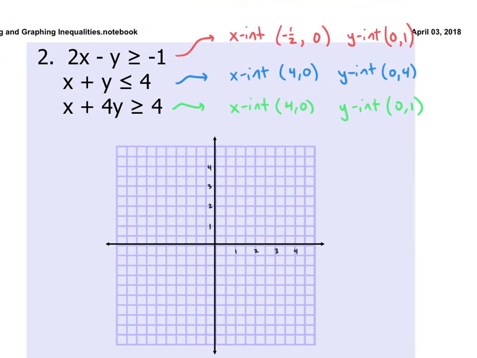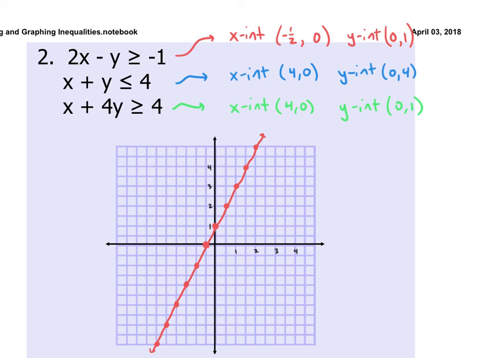Okay, let's start with the red one. So the graph has an x-intercept of negative 1/2, which is here, and a y-intercept of 0, 1, which is there. This is a solid line. Now we could continue to put points here if that's helpful. Remember, if you keep your slope consistent, the slope is clearly up 2 over 1. We could plot as many points as we want on the grid, and that very well may help us identify exactly where the feasible region will intersect in terms of the 3 constraints that we have.